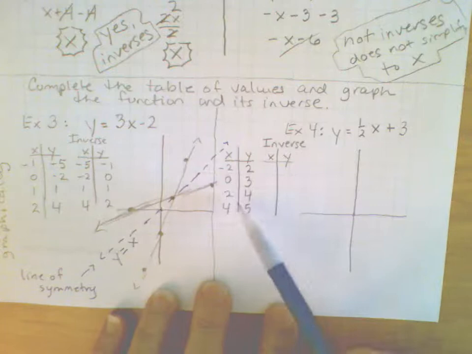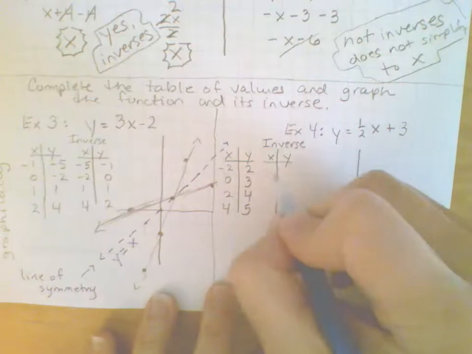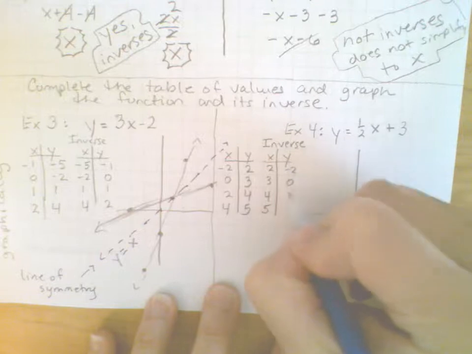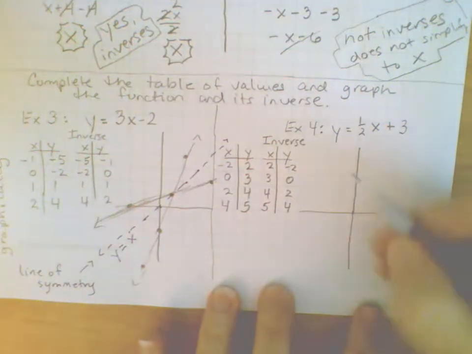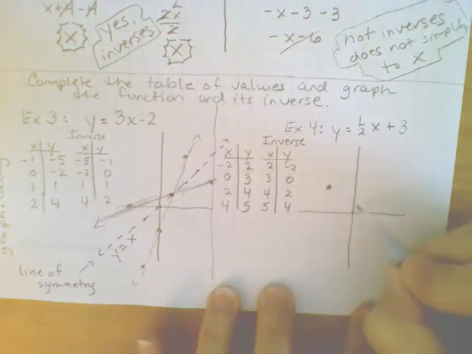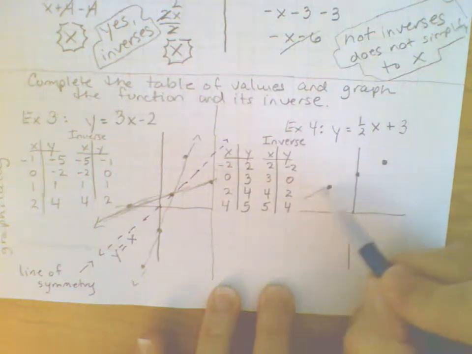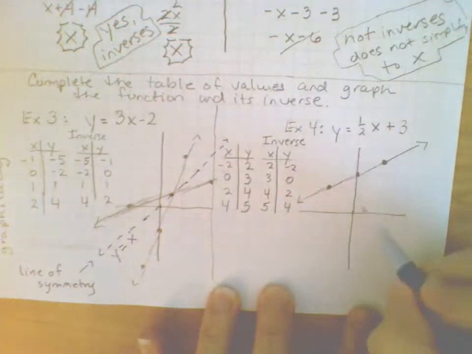Okay, so that's my original function. Now to get my inverse points, I'm just going to flip x and y. They're going to trade places. Okay, now I'm going to graph them both on my coordinate plane. -2, 2. Okay, that's enough for that one. Then I'm going to graph the inverse. So 2, -2.